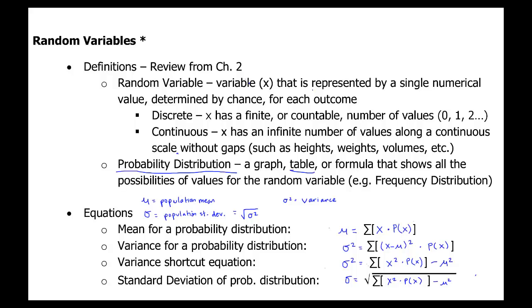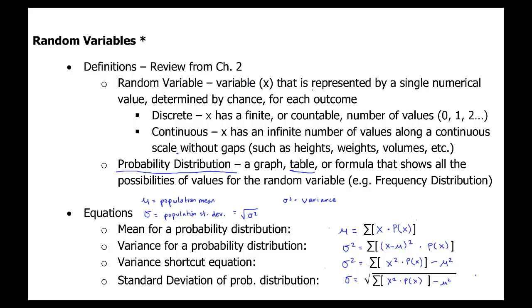So we have some equations here. A quick note that we're going to be using the population symbols for the mean and standard deviation. So we have the symbol mu for the population mean and the symbol sigma for the population standard deviation. And then another quick reminder that the standard deviation is the square root of the variance, and in these equations we need to calculate variance first and then take the square root to find the standard deviation. So you can see those equations there.